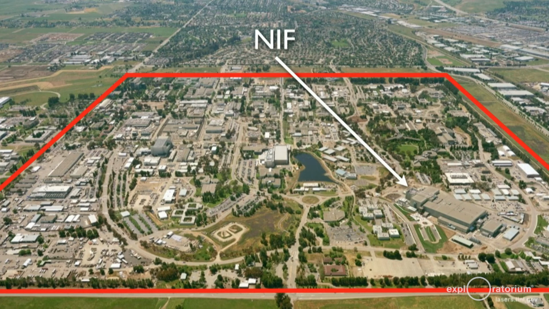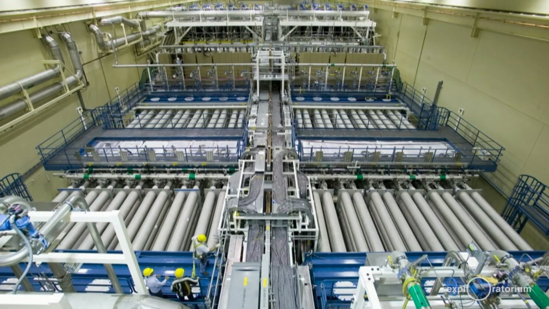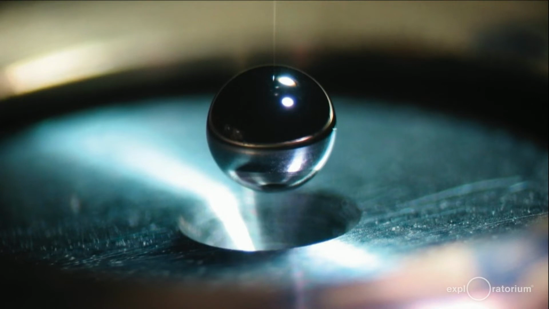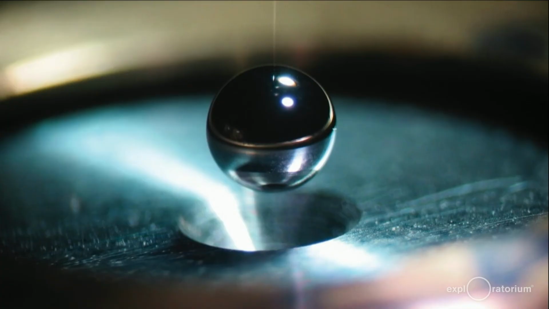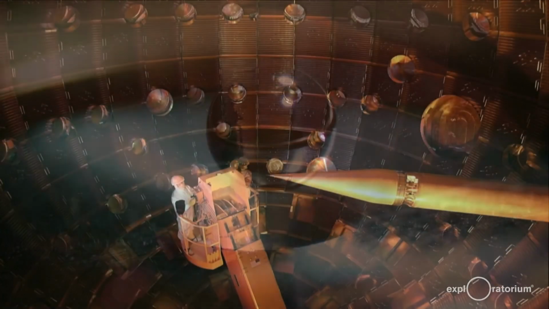You can see at the end of the arrow there, that building is the size of 3 football fields, or about the size of the Exploratorium. Inside of that building, there are 192 extremely large pulsed lasers. Those lasers are used to try and collapse a pellet of fuel. Here you see the pellet of fuel. This is smaller than a BB that's filled with hydrogen fuel, hydrogen in the form of deuterium and tritium, 2 isotopes of hydrogen. And that fuel pellet is placed in the middle of a target chamber.